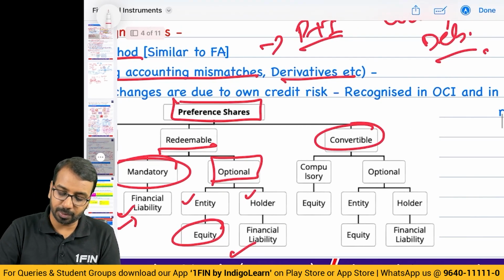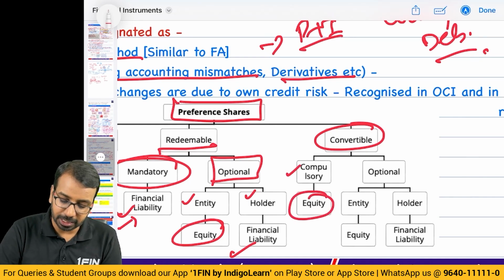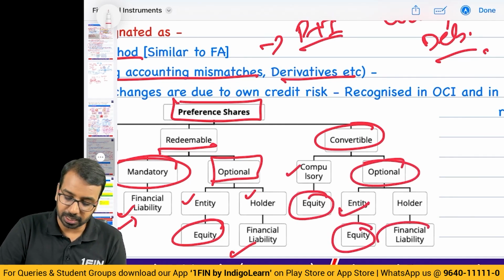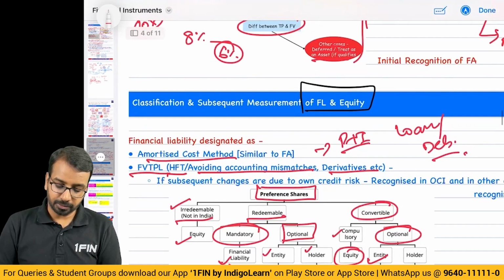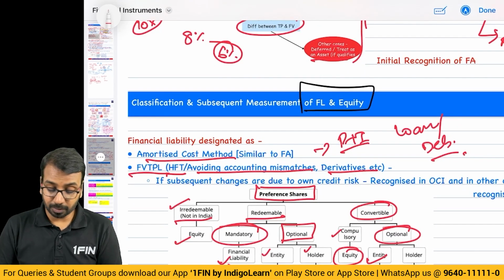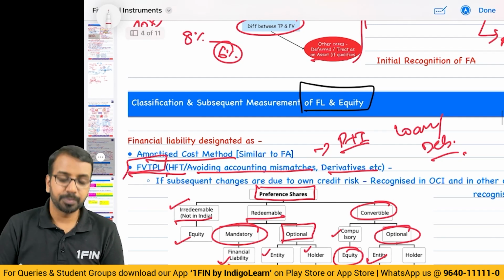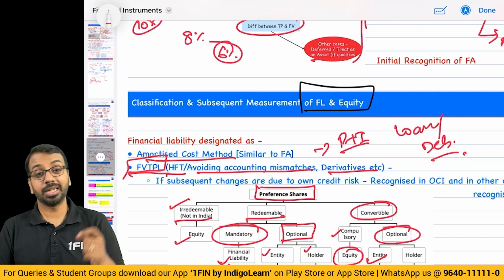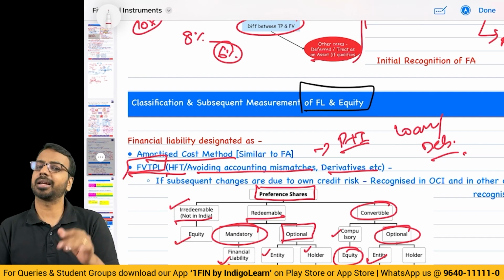Similarly, if it is compulsorily convertible, equity. If it is optionally convertible, if the option is with the entity, equity, otherwise liability. Then, one more thing that you need to understand is, whenever we are taking something to FVTPL, the gain or loss on changes of financial liability is recognized in P&L.